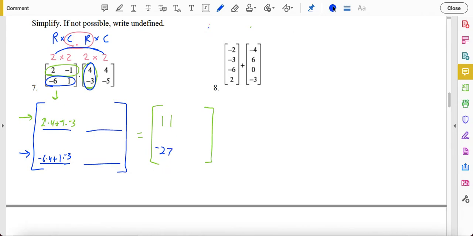All right. This third one, I take row 1 and multiply by column 2. So row 1 by column 2 here. So I take 2 times 4, and I add that to -1 times -5. That's 8 plus 5, which is 13.